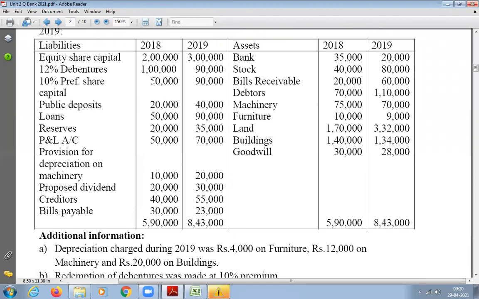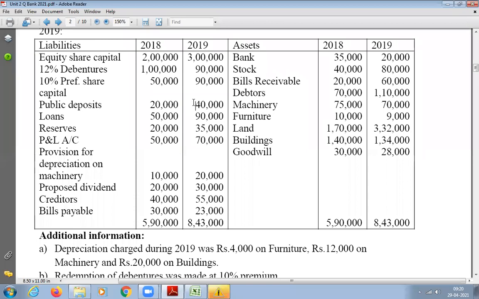Then preference share, increase or decrease? Increase, sir. Increase of 40,000. That means they have issued additional 40,000 worth of preference share capital. Then public deposit, it is also an increase of 20,000. Increase means issue of public deposit. That means they have borrowed again 20,000 from the public.